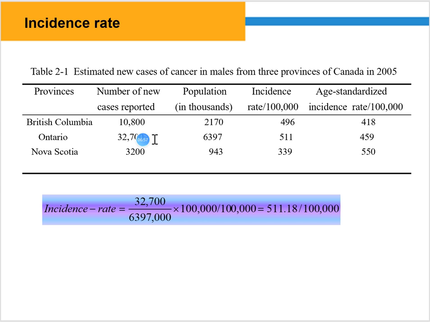This is an example of calculating incidence rate. The numerator is the number of new cases reported. The denominator is the observed number of population. So, incidence rate is the number of new cases divided by the number of population. And the result is 511.18 per 100,000.